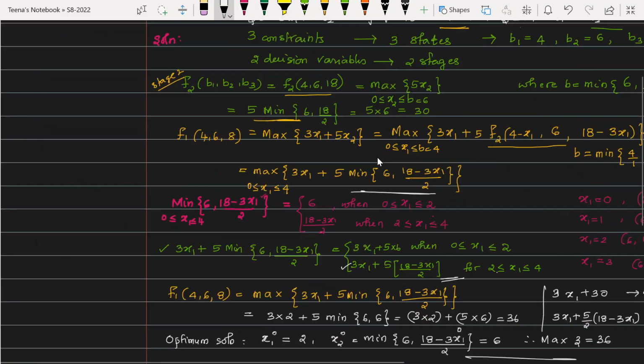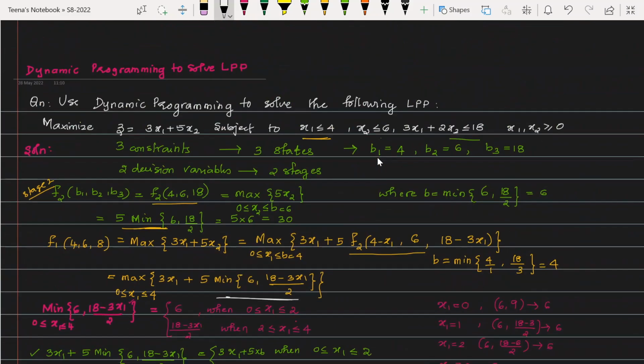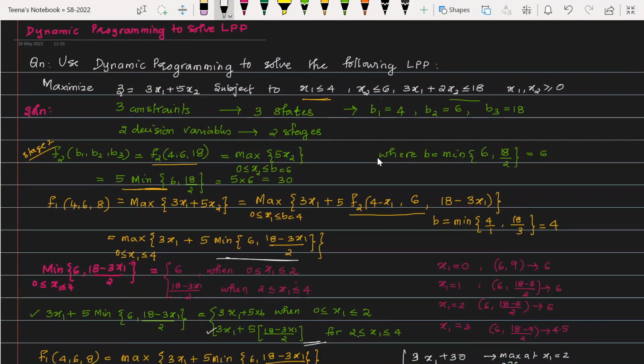So once again, let me go through the whole problem. Here we are asked to solve the linear programming problem with the help of dynamic programming technique. Now in dynamic programming technique, we know that the problem has to be split down into various substages. So here the number of stages is determined by the number of decision variables. Since we have 2 decision variables, the number of stages is equal to 2, and so we have to consider both stages. We will deal with stages one by one.